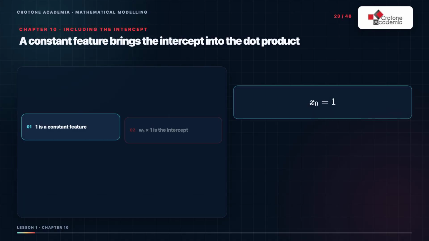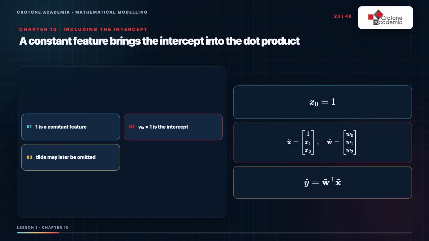Define an additional input, x0 equal to 1. Stack 1, x1, and x2 into an augmented input vector, and stack w0, w1, and w2 into the matching weight vector. Their dot product is w0 times 1 plus the remaining contributions. The constant 1 allows the intercept to participate in the same multiplication as the other terms. Once this convention is understood, writers often omit the tildes and write simply y hat equals W transpose x, with the first component of x understood to be 1.